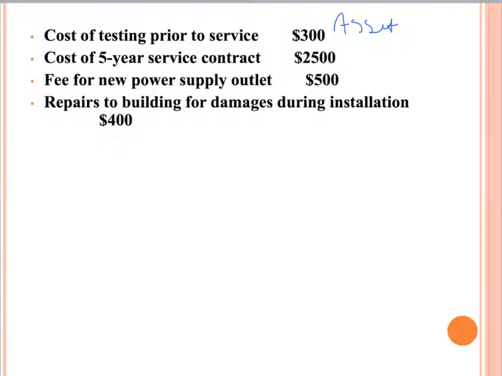Cost of a 5-year contract. This is tricky. This is a prepaid expense. Fee for new power outlet. This power outlet was used to hook the machine up. We needed it to make the machine useful. That is an asset. It's going to be asset debit machine. Repair to the building for damages during installation. This one is going to be a repairs expense.